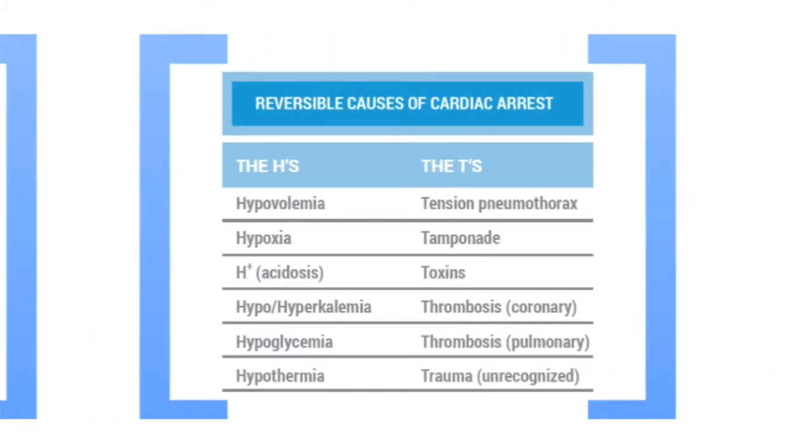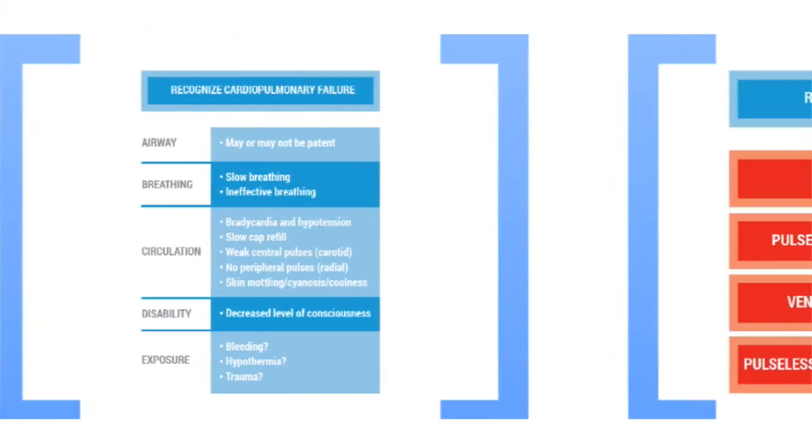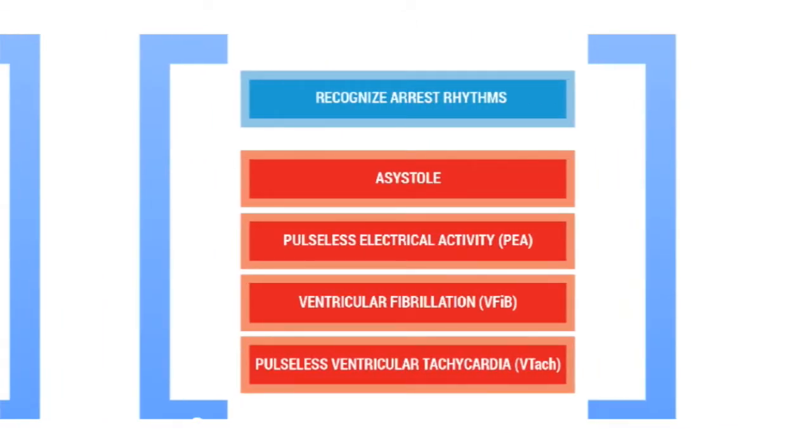Here is a chart of reversible causes of cardiac arrest. When recognizing cardiopulmonary failure, assess the airway, breathing, circulation, disabilities, and exposure. Recognize arrest rhythms, including asystole, pulseless electrical activity, ventricular fibrillation, and pulseless ventricular tachycardia.